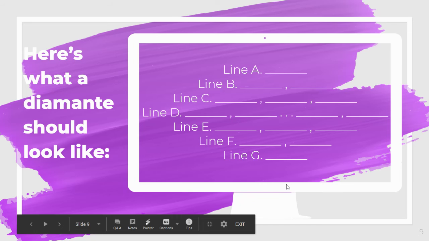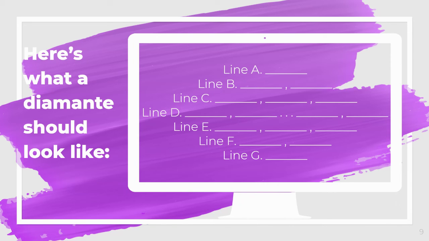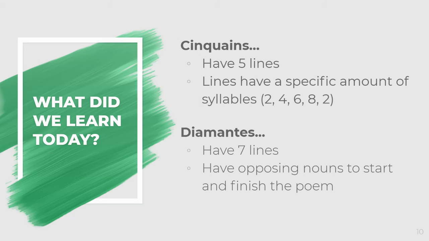So again, because this is a poem that forms a particular shape, it's helpful to see what a Diamante should look like with lines A to G or 1 through 7. This one does not have a particular syllable count like the cinquain, but it does have directions for what should go on each line. So what did we learn today? We learned about 2 different types of poetry. We learned that cinquains have 5 lines with a specific amount of syllables. It goes from 2 syllables to 4 to 6 to 8, and then back to 2. We learned that Diamantes have 7 lines and have opposing nouns that start and finish the poem.